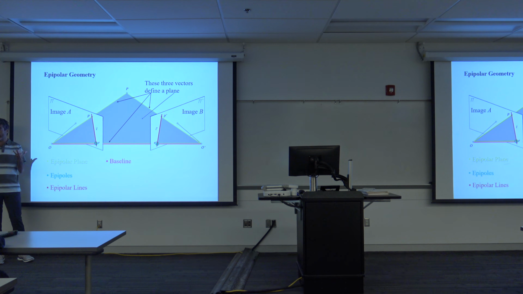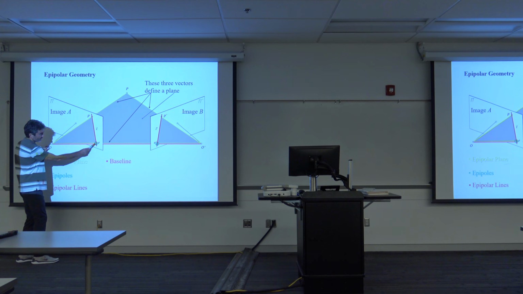And that's what allowed us to define our basic equation, P transpose F P prime equals 0, because that defines the cross product and the inner product of these vectors in that space. So the cross product defines the normal vector of that plane, and the dot product is the dot product of two orthogonal vectors, therefore it has to be equal to 0. Right? These are the epipoles.